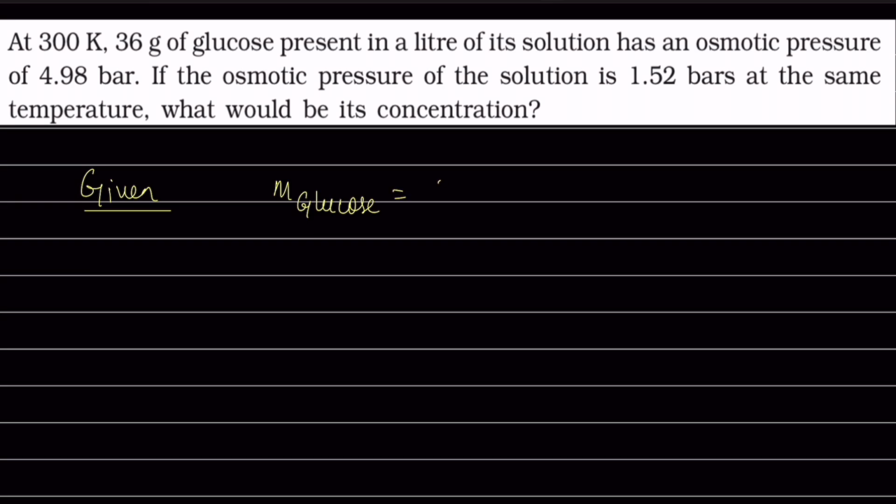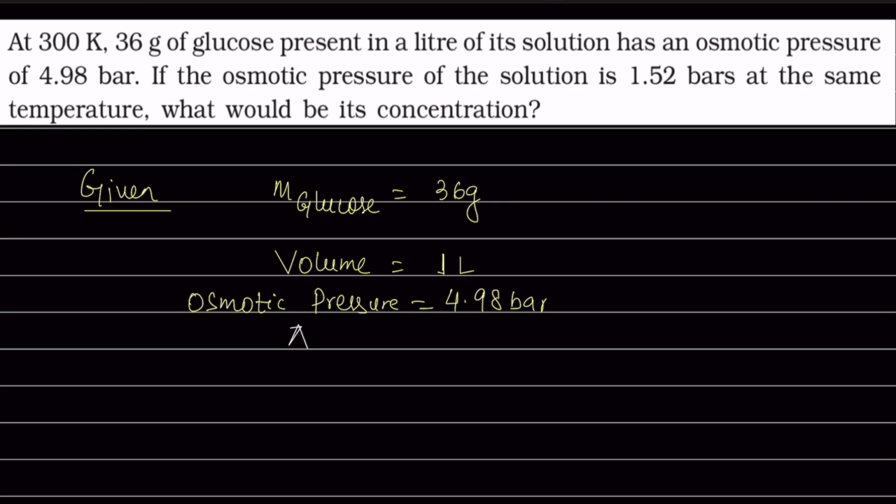So according to the question, it is given that mass of glucose is equal to 36 gram, volume of the solution is equal to 1 liter, and osmotic pressure is equal to 4.98 bar. Here we represent osmotic pressure as pi.